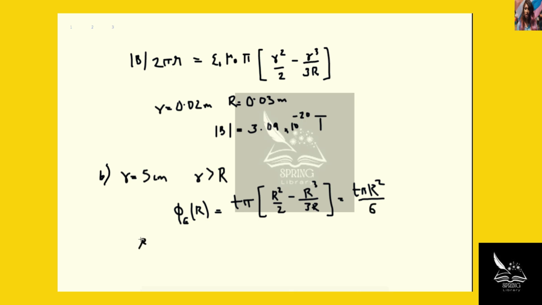So our magnetic field is now B times 2 pi r. This r is outside, so it is 5 centimeters. It equals 1 over 6 mu naught epsilon naught pi R square. The t goes away because we have to take a derivative of this with time. The magnetic field now evaluates to 1.67 into 10 power minus 20 Tesla.